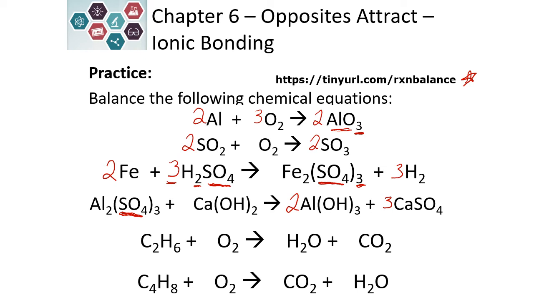Now let's double check. So for our calcium, on the right side we have 3, and on the left side we just have 1. So I'm going to put a 3 in front of the calcium. By putting that 3, that means I have 6 hydroxides. 3 times 2 gives me a total of 6. If I look on the right side, I have 2 times 3 for a total of 6.